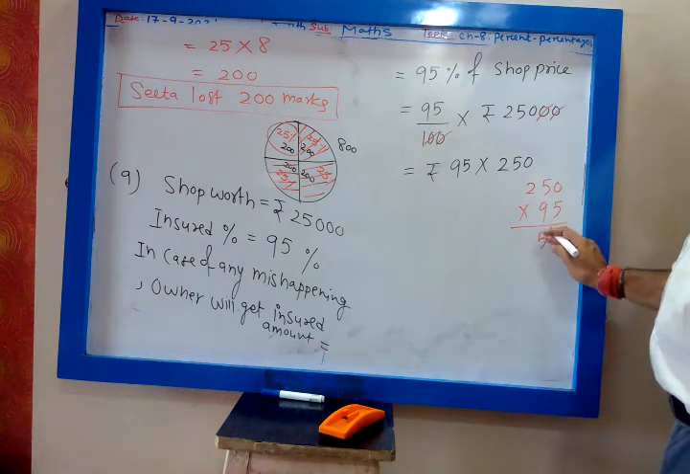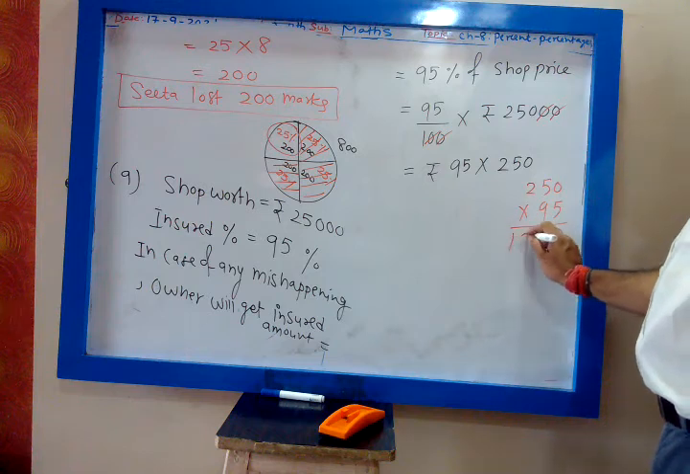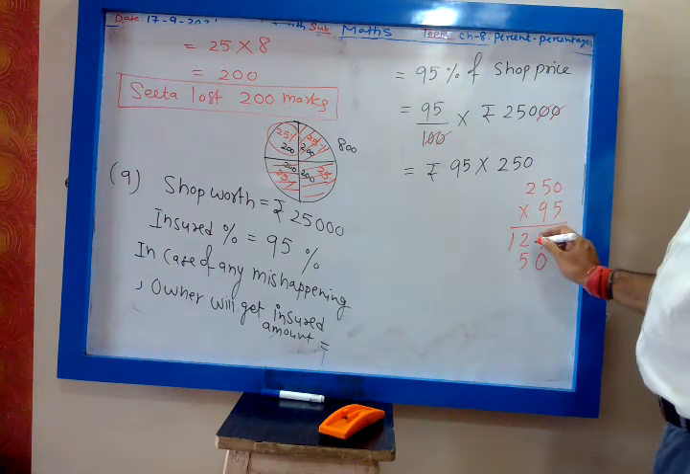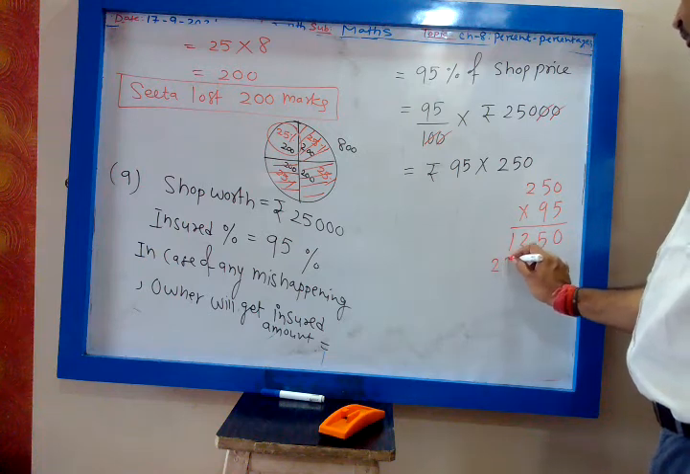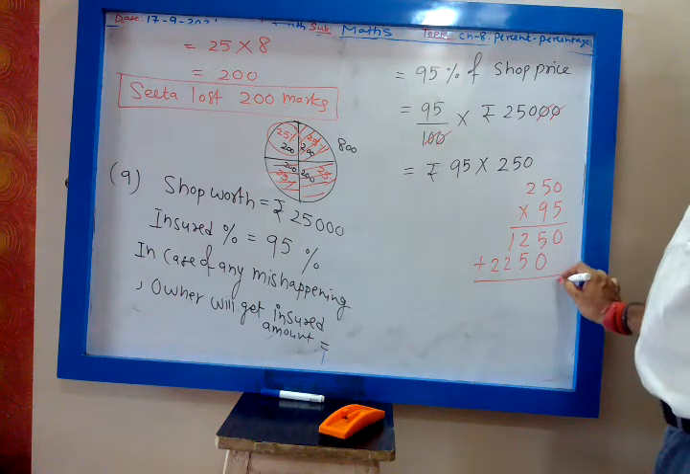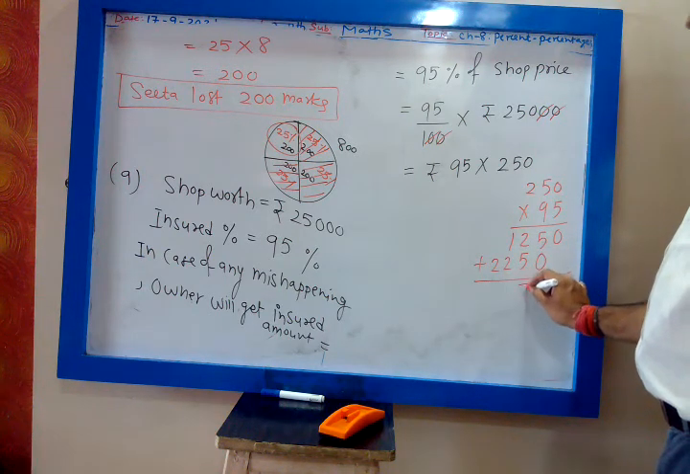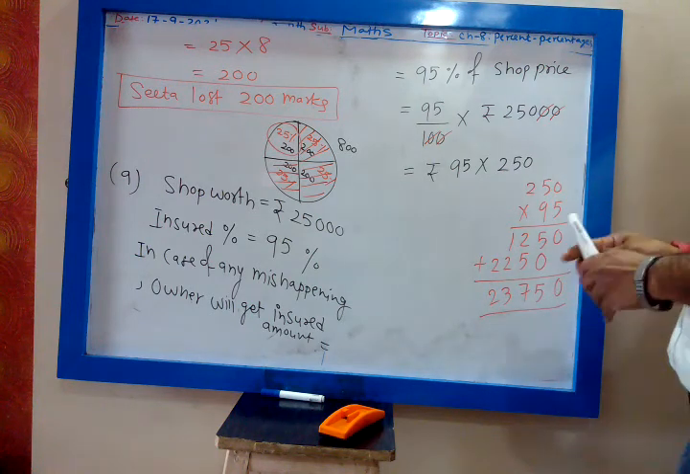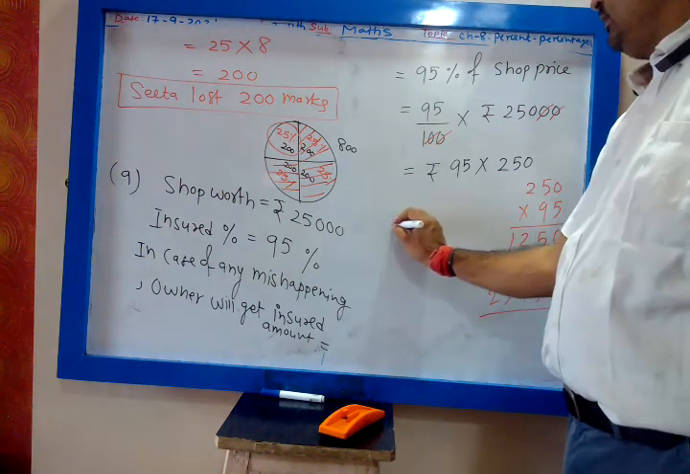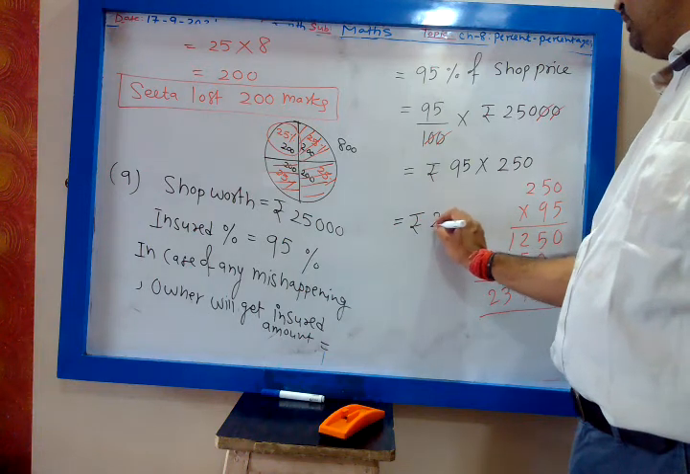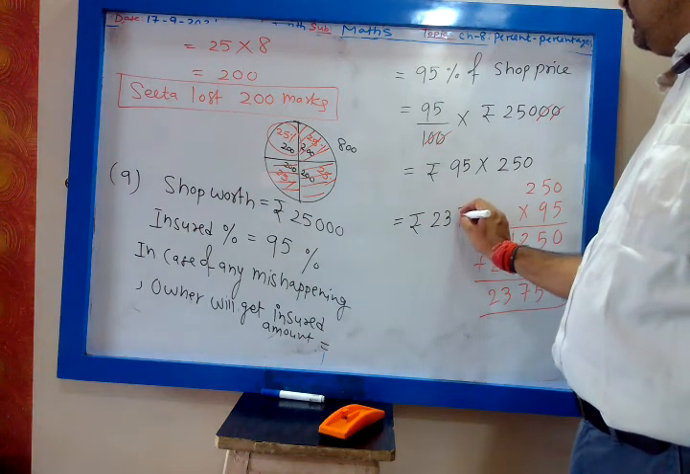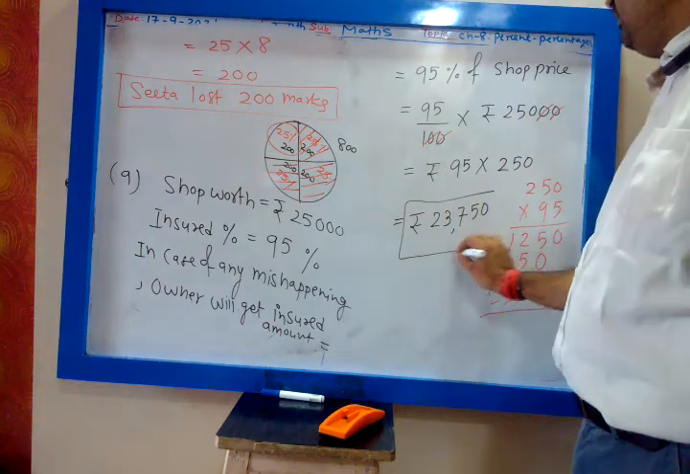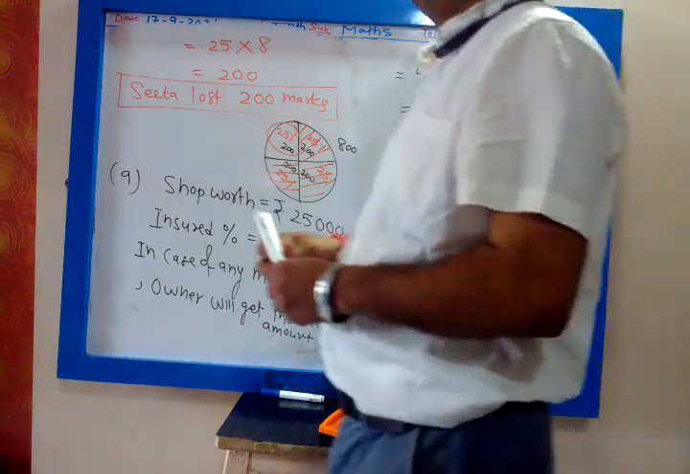5 5s are 25, 5 2s are 10 plus 2 is 12. 9 0s are 0, 9 5s are 45. 9 2s are 18 plus 4 is 22. Let us see how much: 23,750. So the shopkeeper will get 23,750 in case any mishap has occurred.